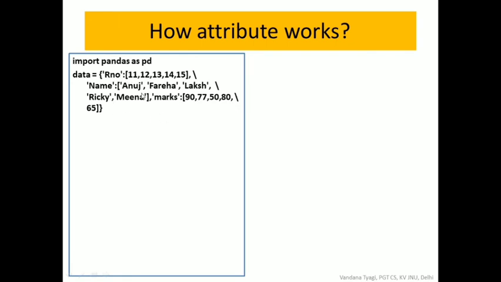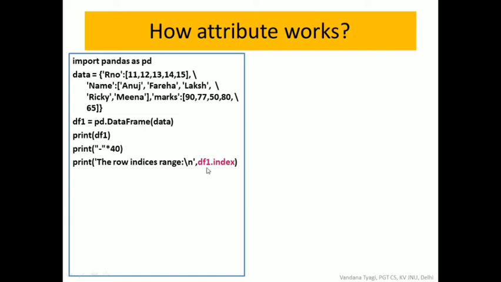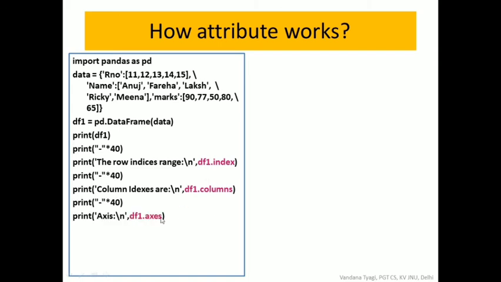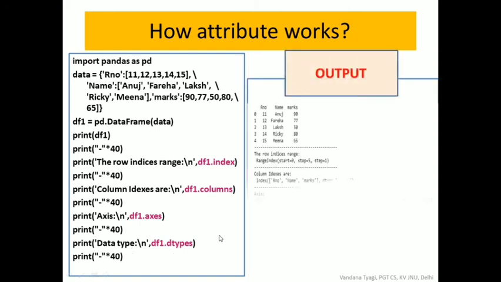We are creating a data frame here with a dictionary, and the dictionary contains various lists inside it. So it is a dictionary of lists. Converting with the same method, df1 is a data frame object, pd.DataFrame, passing this data dictionary to it and printing my data frame. Now see, to get the row indexes we have written df1.index. All these attributes we access by the dot operator with the data frame object name. Similarly, for column indexes df1.columns, for axes df1.axes, and for types df1.dtypes. So this is the output.